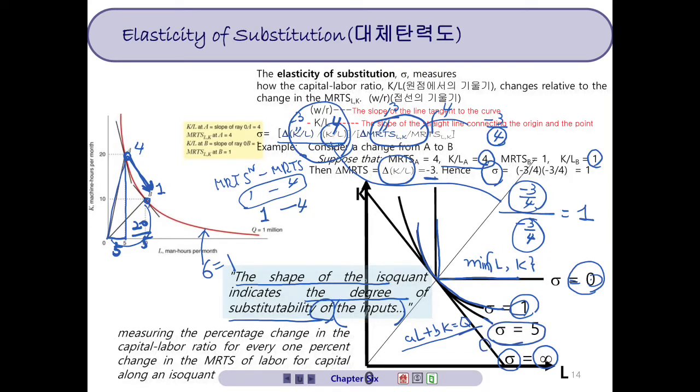And some have a value greater than 1. Let's say that's 5, right? So this elasticity of substitution, which is denoted by sigma, right? It measures the shape of the isoquant or the degree of substitutability of inputs.